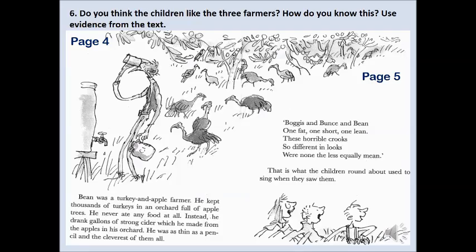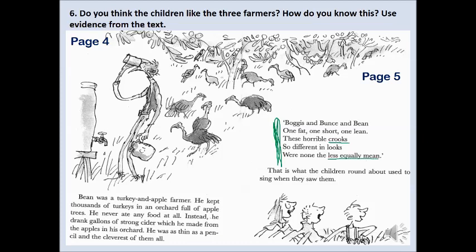So, question 6. Do you think that the children like the 3 farmers? How do you know this? Use evidence from the text. So, if we go over to this song here. Boggis and Bunce and Bean, one fat, one short, one lean. These horrible crooks, I'm going to underline that. So different in looks, were nonetheless equally mean.